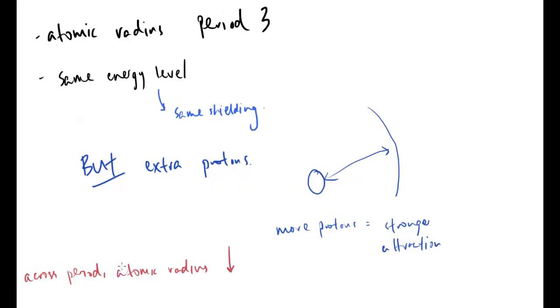So across the period, the atomic radius decreases, and the reason is that we have the same shielding because we're in the same energy level, yet we have more protons in the nucleus, therefore a stronger attraction to the outer shell electrons, which is pulling this in, so it's reducing this, meaning that we have a smaller overall atom. So that's really the atomic radius. That's what happens across, and why we have a smaller atom.